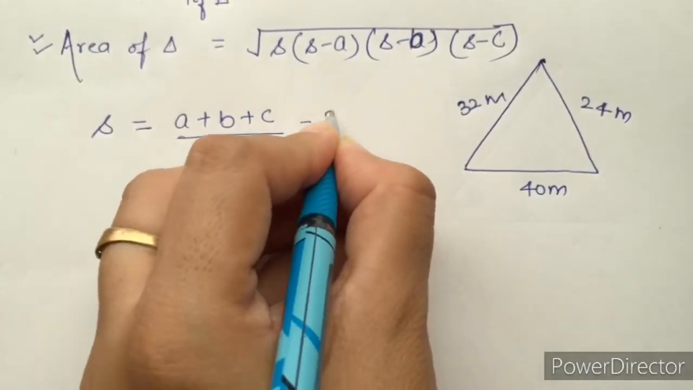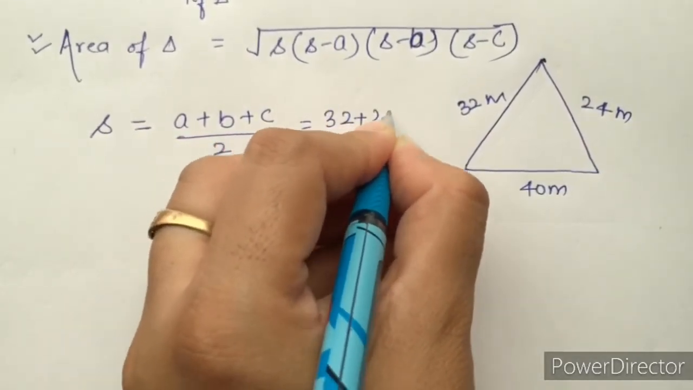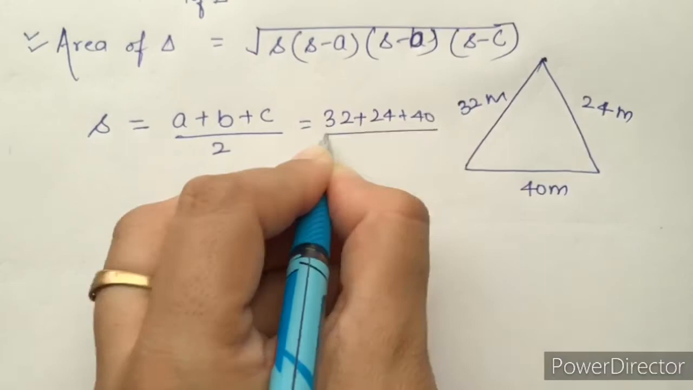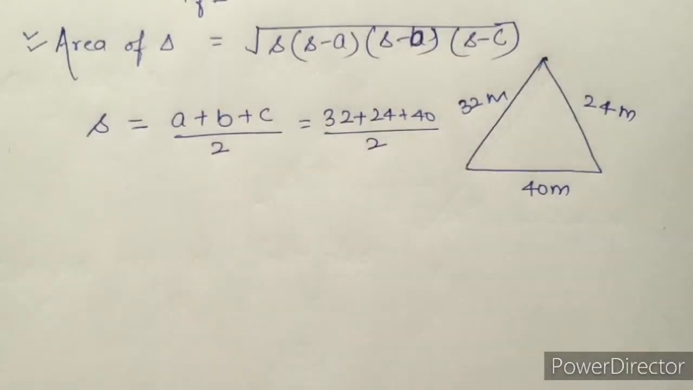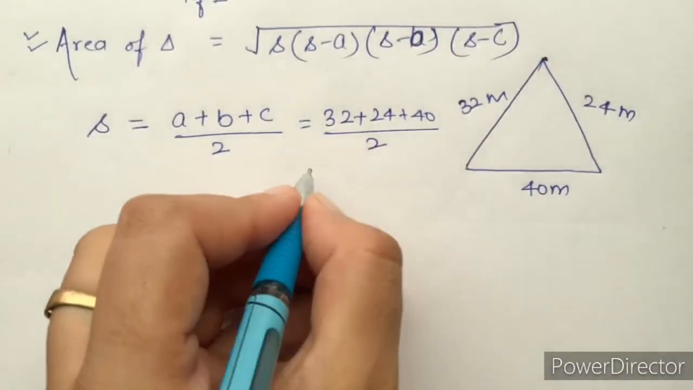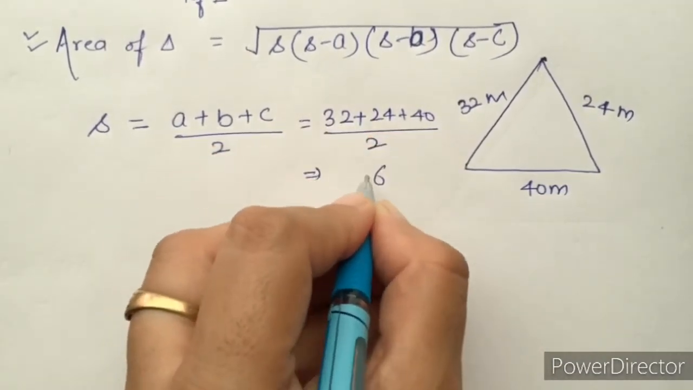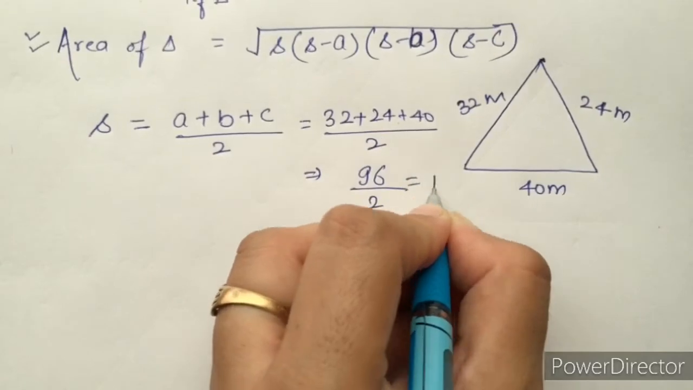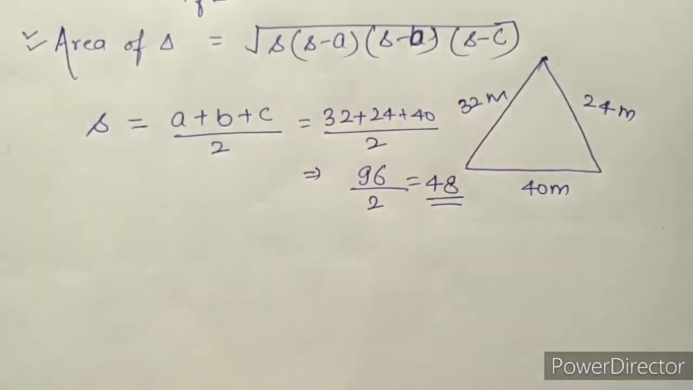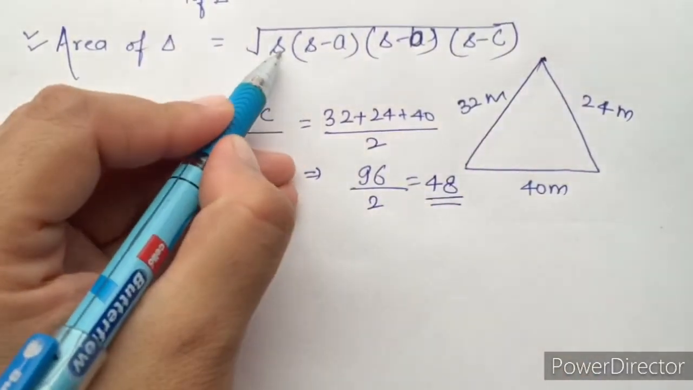Okay, let me add these two: 32 plus 24 plus 40, divided by 2. What will be the semi-perimeter, student? Add these two, you will get 56, 96 plus 40 is 96, divided by 2. When you divide, what is the value of the semi-perimeter? That is 48. Okay, this we got.